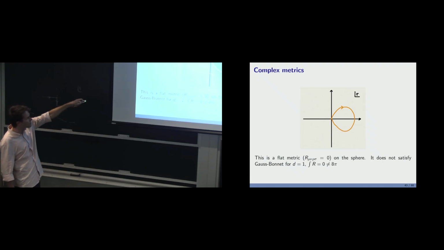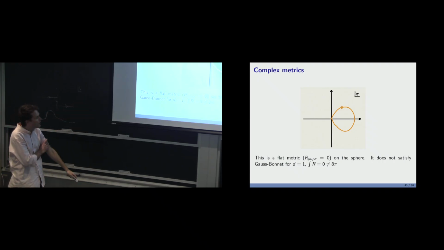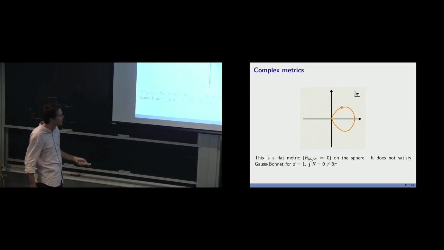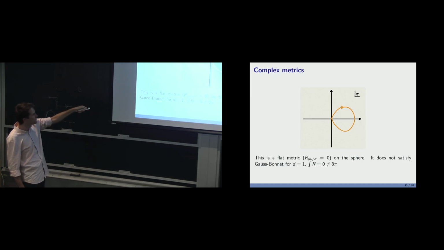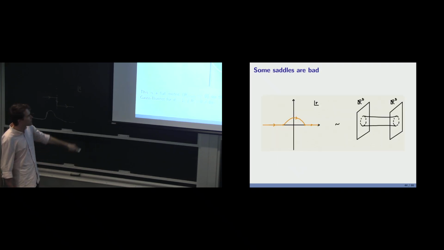Now this thing is strange because it's flat. Its Ricci curvature vanishes completely. It doesn't satisfy Gauss-Bonnet, so the usual theorems about this metric in, let's say, 2 dimensions, they don't hold. It's a flat metric on a sphere. It's already weird. But it's an exact solution to the Einstein equation on the sphere, complexified one.